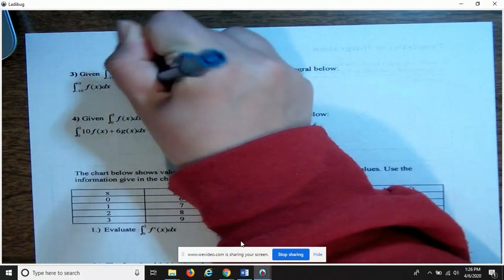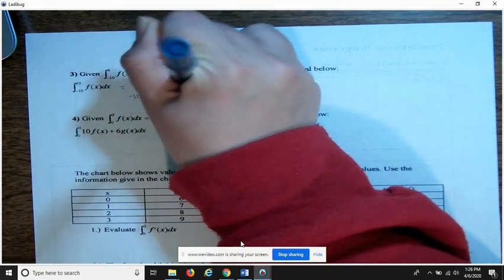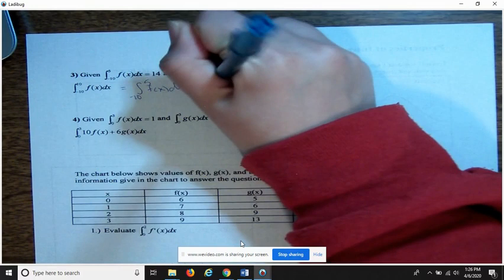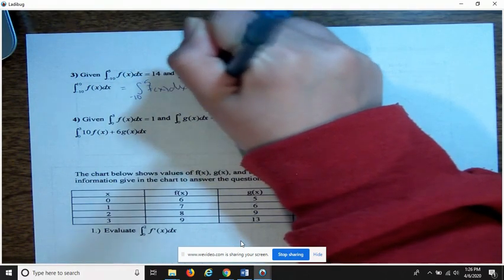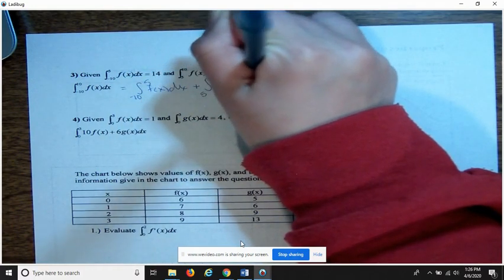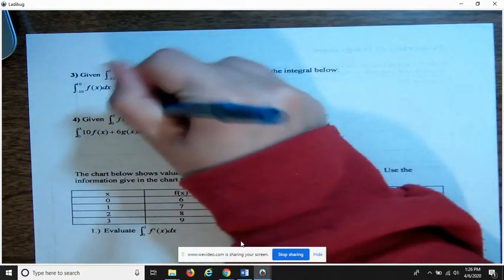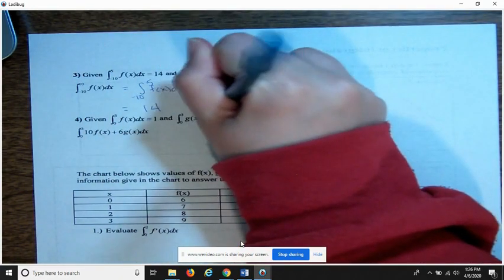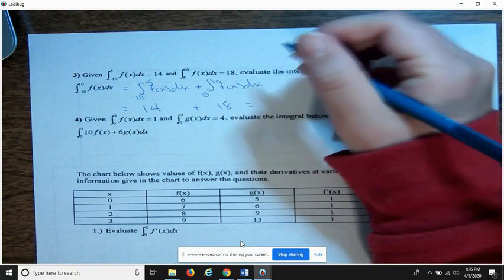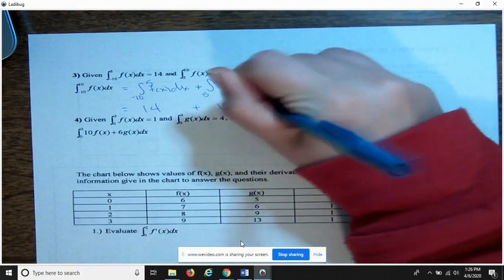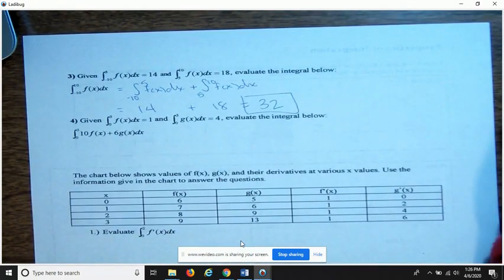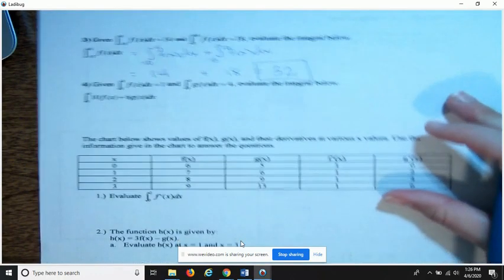The integral from -10 to 5 of f of x dx, plus the integral from 5 to 10 of f of x dx, is just going to be equal to 14 plus 18, which is 32. Sweet. All right. Now we'll do the next one. You can pause if you want.